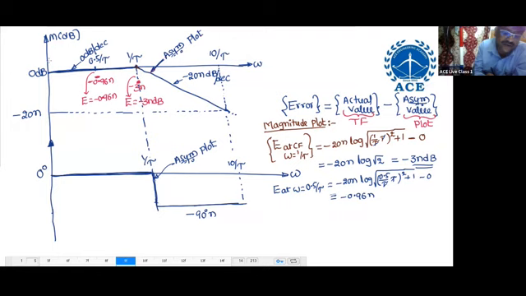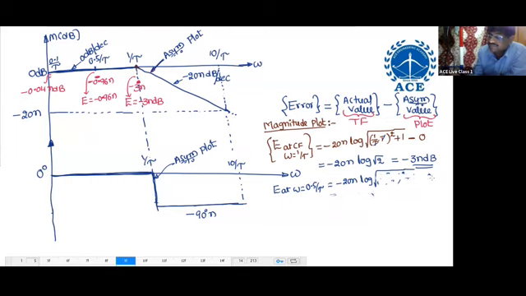Next, calculate at 0.1 by tau. Substitute 0.1 by tau here and solve similarly. I think you will get minus 0.04n dB. Similarly, calculate the error at 10 by tau. Put 10 by tau here. But the asymptotic value at 10 by tau is minus 20n. So solve it the same way.